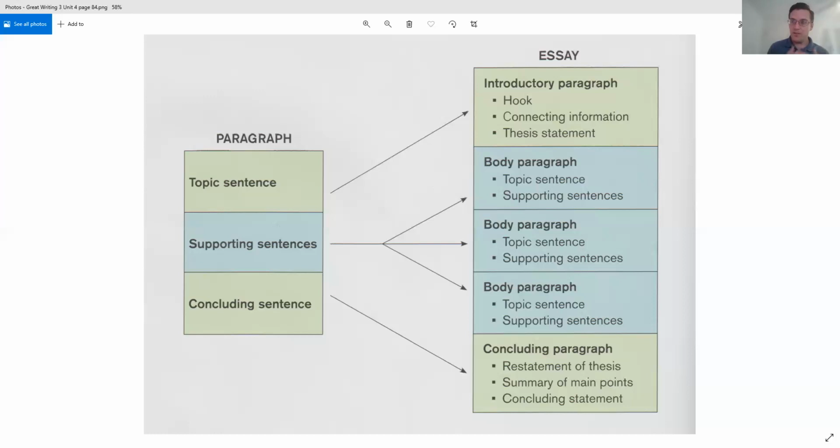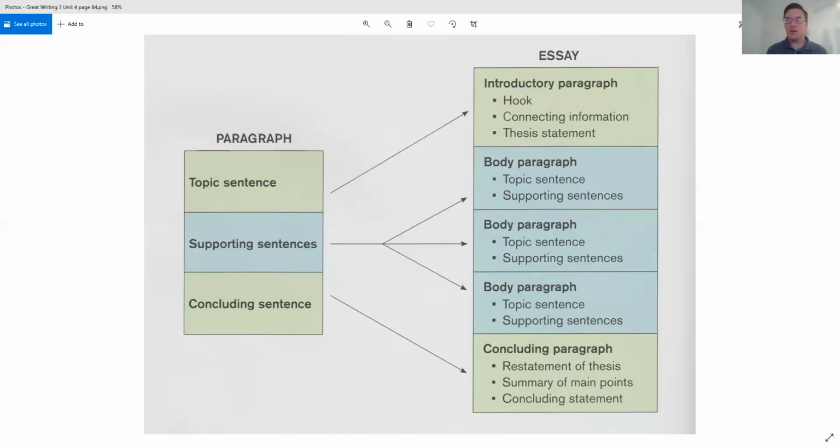Then, like a paragraph had supporting sentences, you will have supporting details within the body of your essay. The body of your essay can be one paragraph, or in this example, 3 paragraphs, or it could be 30 paragraphs. The length of the body depends on what you have to say, how long of an essay, but you will have at least one body paragraph with those supporting details, examples, and explanations to support your thesis, your main idea.